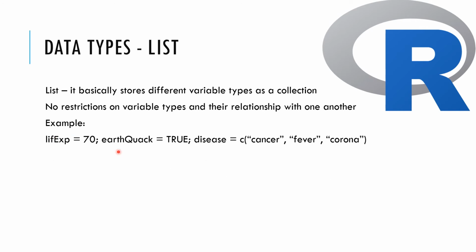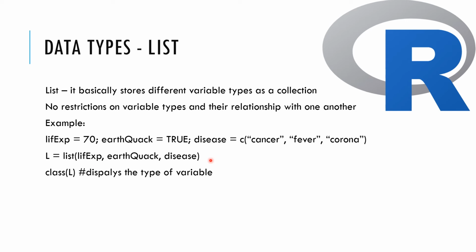So I have created three variables here: life expectancy 70; earthquake, TRUE/FALSE; disease: cancer, fever, and corona. Now, how to create a list? You can just use this function list, and in the bracket you put the names of all the variables and it will create a list. If you want to see the class of any variable, you use this function class, and in the bracket mention the name of the variable.